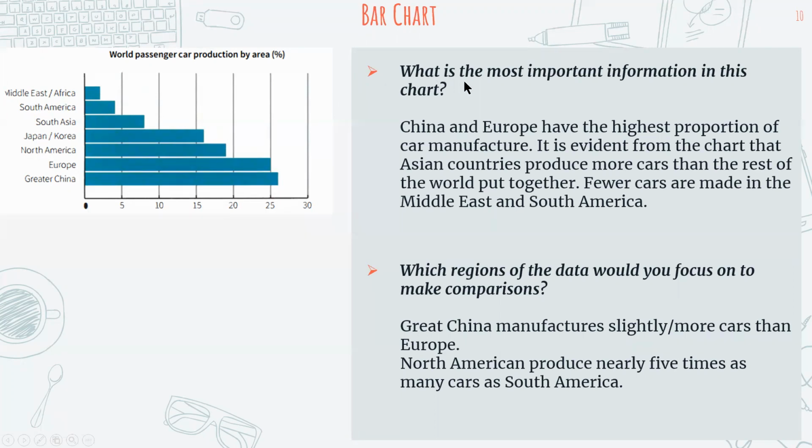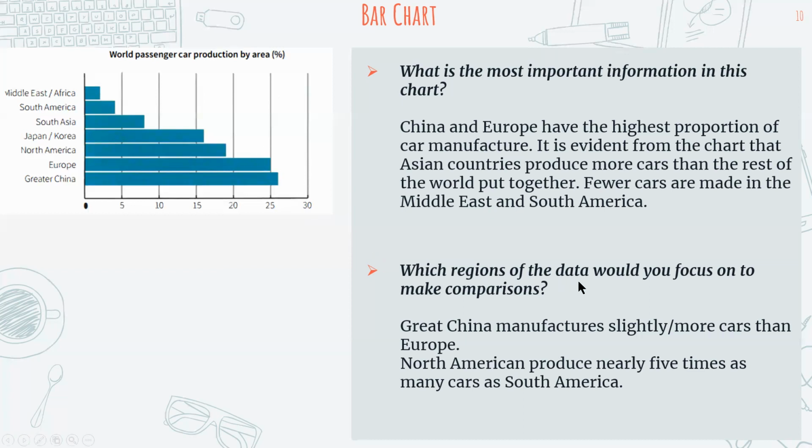Okay, so you have to ask yourself some questions. What's the most important information in this chart? China and Europe have the highest proportion of car manufacture. It's evident from the chart that Asian countries produce more cars than the rest of the world put together. Fewer cars are made in the Middle East and South America. As you can see, Asian countries like Greater China, Japan and Korea, South Asia, produce more cars than the rest of the world put together. So this is the most important information represented in the visual data.